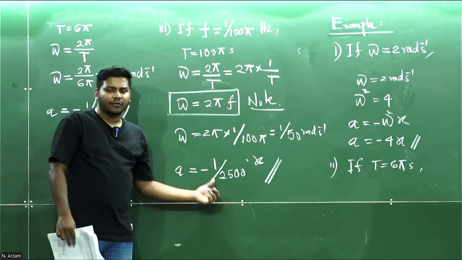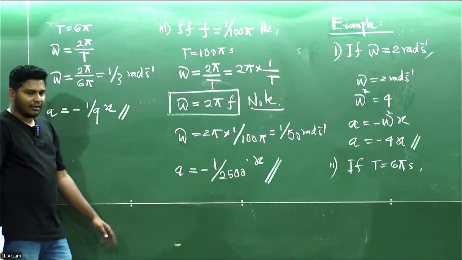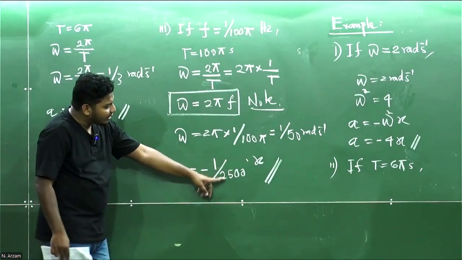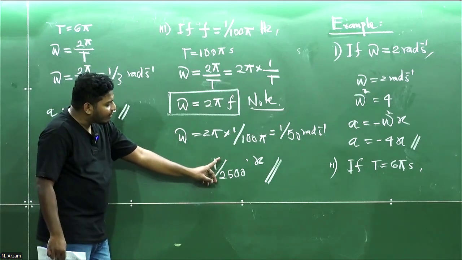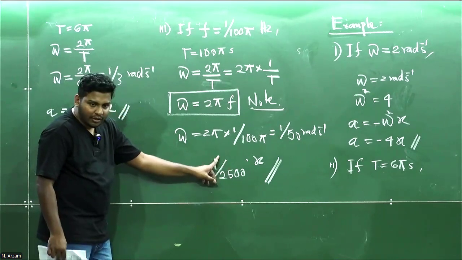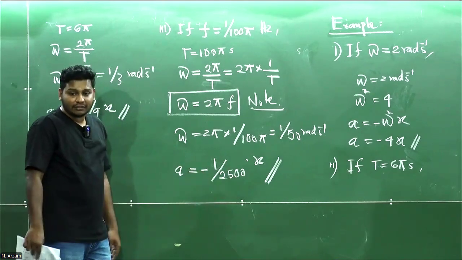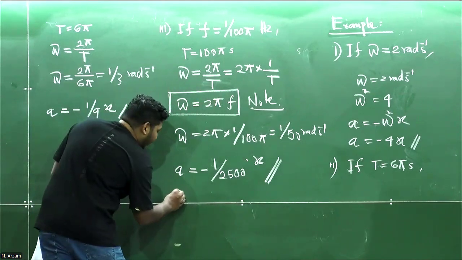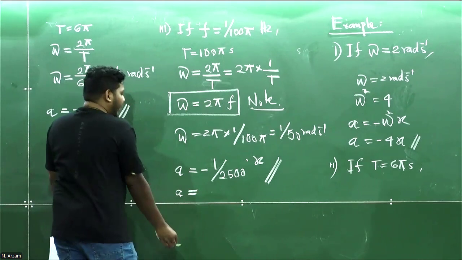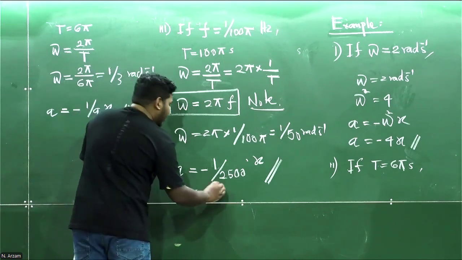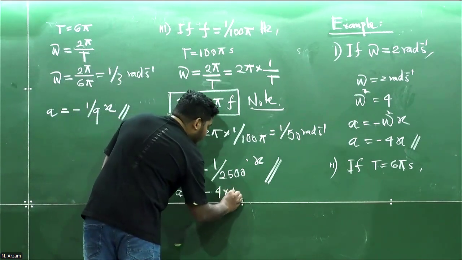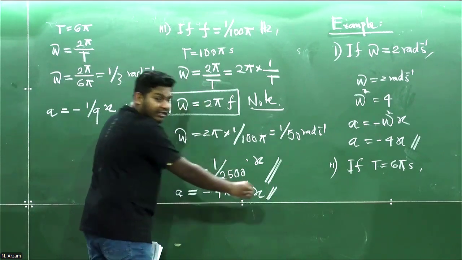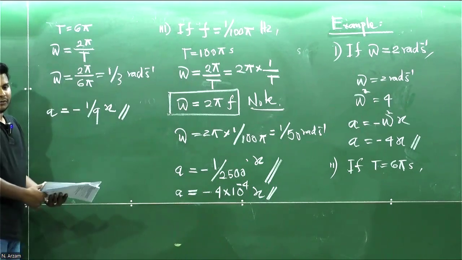If you use decimals, is it okay? No worries. It's fine. So what we can use here, you can multiply both up and down by 4. So 4 divided by 10,000. So you can get the values there. You can write this down like this as well. a is equal to minus 4 into 10 to the power minus 4 x. Is it correct? You got it?